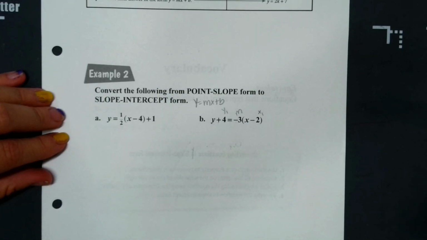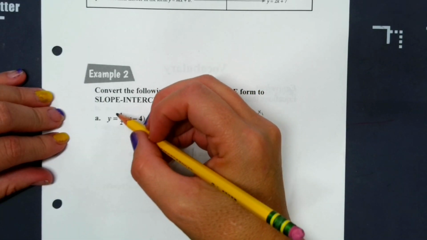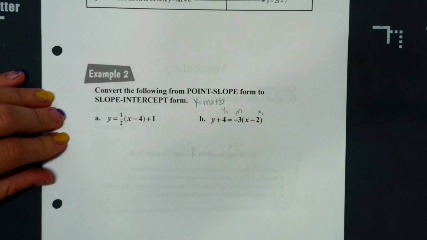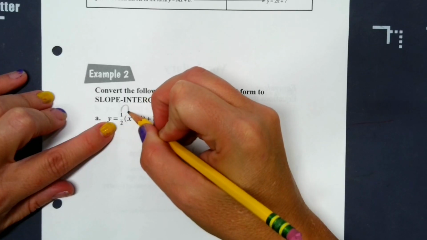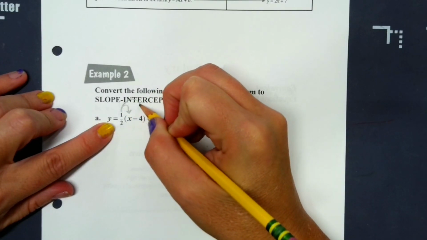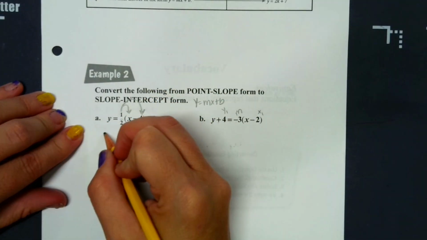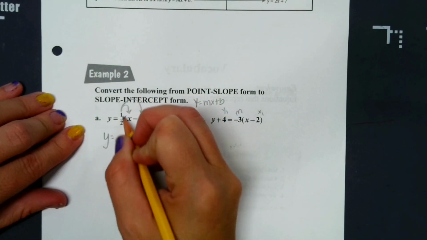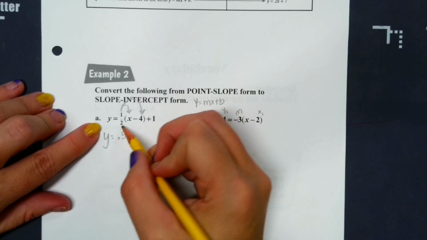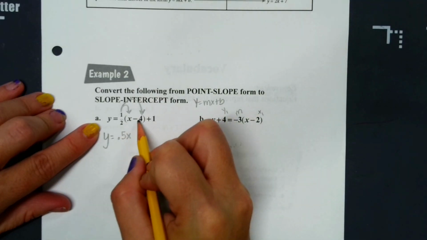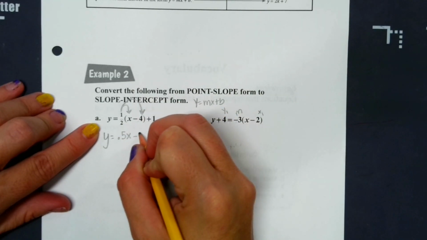Okay, here we go. First, you can see here I have to distribute. If you don't like to work with fractions, put that as a decimal. Multiplying by a half is the same as dividing by 2.